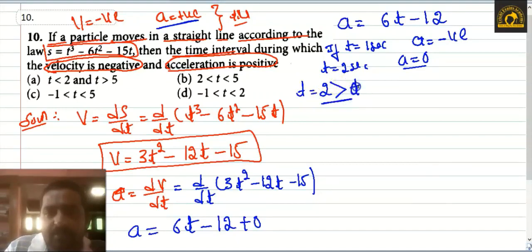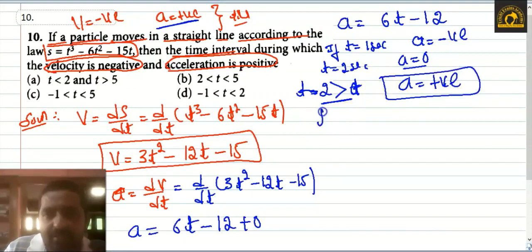Okay, the time interval is greater than 2. Greater than 2 means the acceleration becomes what? Positive, 100%. So the time interval is greater than 2. This is for acceleration.